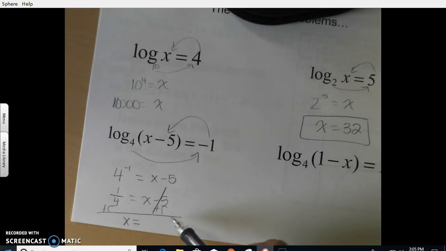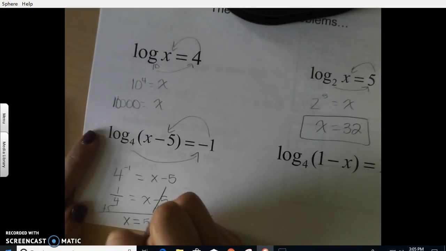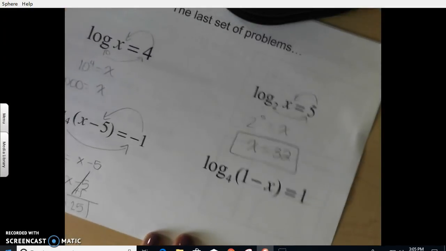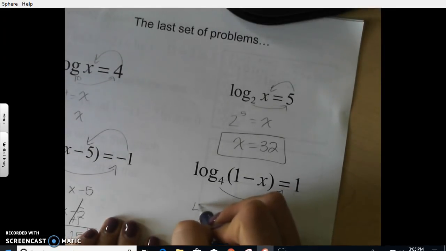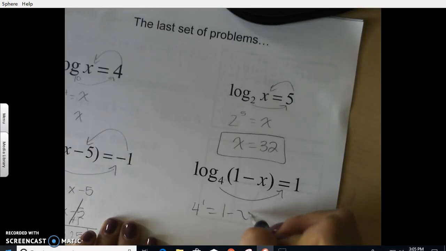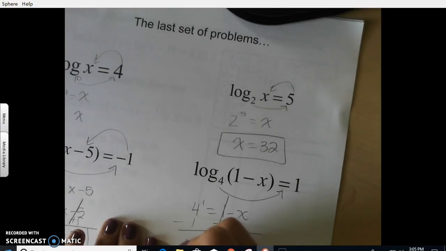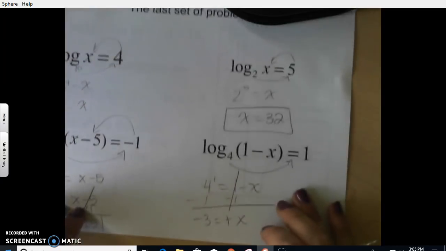So once I add 5 to both sides, I get 5 1/4, which is the same as 5.25. Here, once again, 4 to the 1st power is equal to 1 minus x. Subtract 1. X is equal to negative 3.